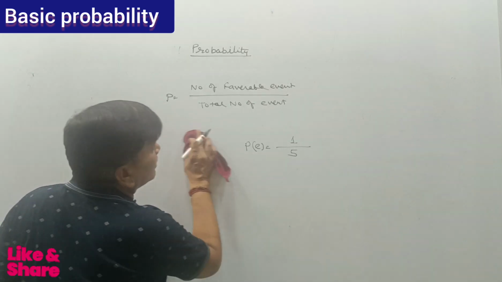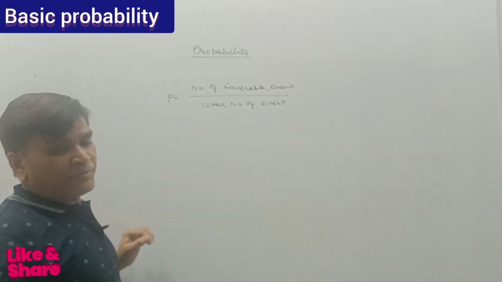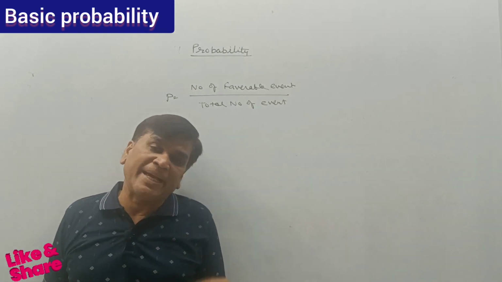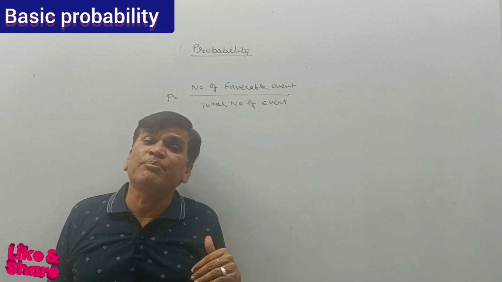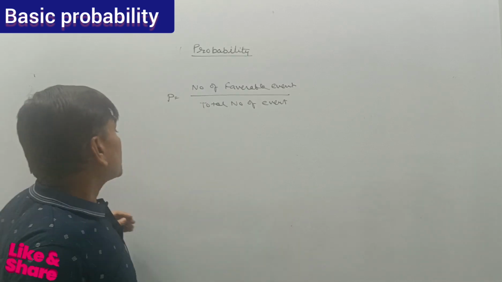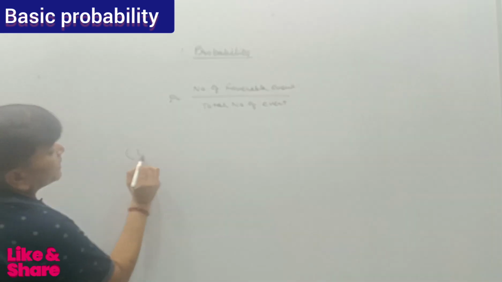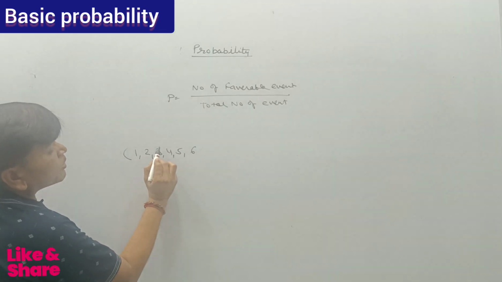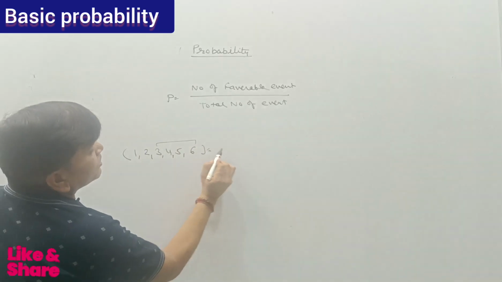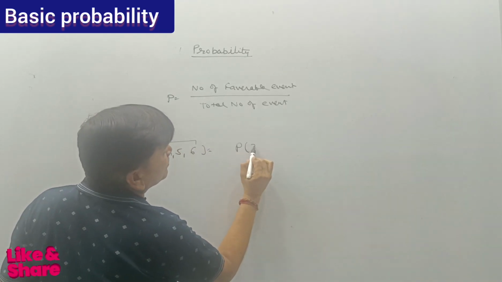If we throw a dice, what is the probability that we will get a number more than 2? In a dice, the total numbers are 1, 2, 3, 4, 5, 6. More than 2 are these numbers. So the probability of getting more than 2.